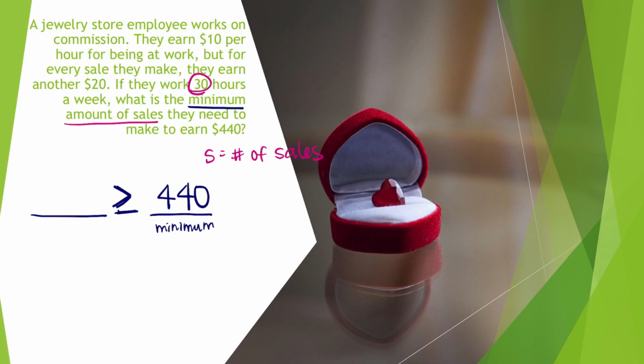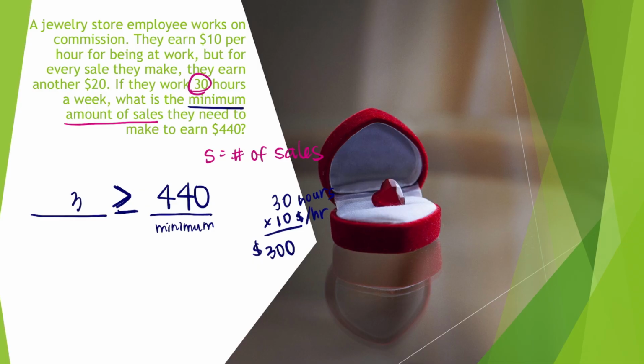Okay. We know that they earn $10 an hour for being at work and that they earn $20 for every sale. We don't know the amount of sales, but we do know that they're working 30 hours a week. So I'm just going to do it off to the side here. I'm going to do 30, I'm going to make it a cross here instead. 30 times 10, because I know it's 30 hours times $10 an hour. So they're going to make $300 just for being at work.